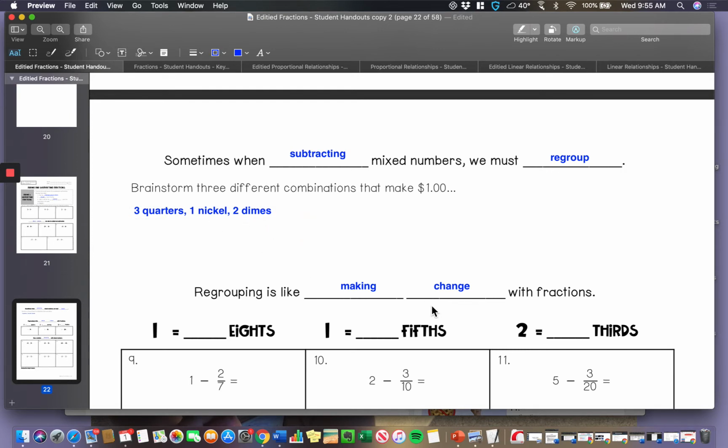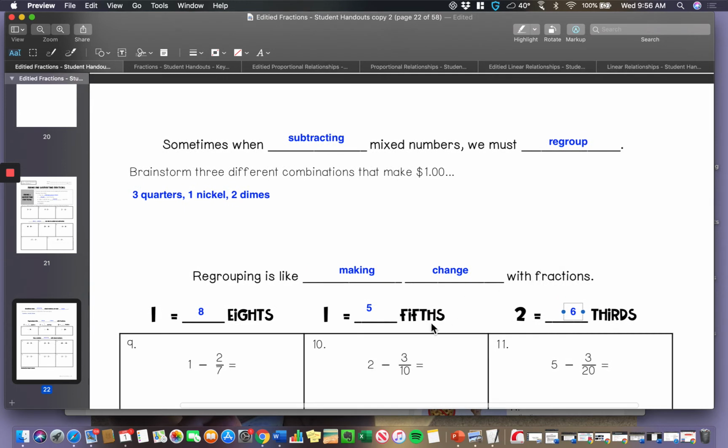So regrouping is like making change with fractions. So 1 is equal to how many eighths? So that would be 8/8. And then for fifths, it would be 5/5. So these are all ways to make fractions that are represented as 1. Or we could have 2 represented into thirds. So in that case, we're going to have 6 of those thirds.